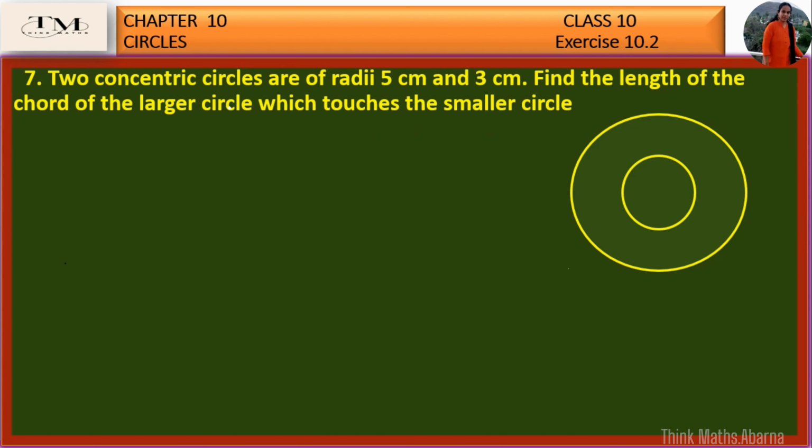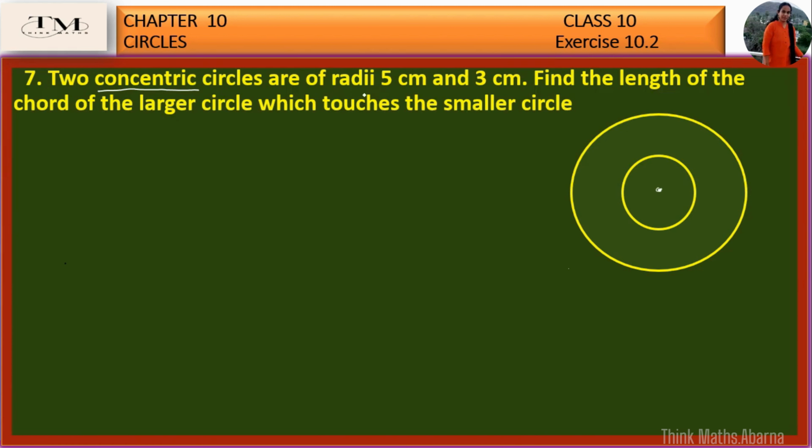So here it is given that there are two concentric circles. What do you mean by concentric circles? Concentric circles means there will be more circles with the same center. So the center will be the same for both the circles, but their radii will be different.